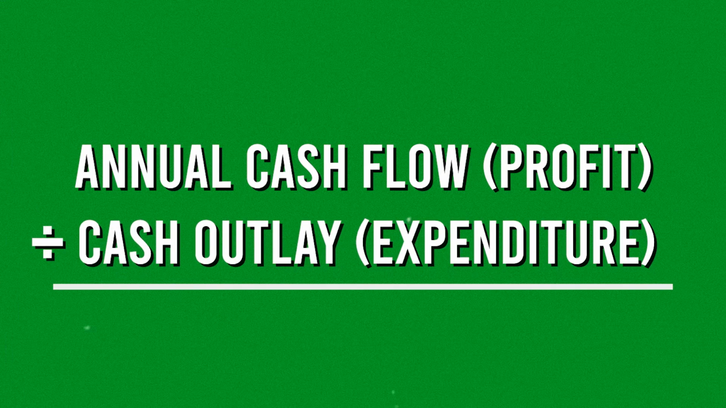If you invest $10,000 a year in the stock market, you hope to probably get 7 to 8% return, and that translates to any investment. So for real estate, it's a very simple equation. You have the annual cash flow or profit divided by your cash outlay, your expenditure. So the cash on cash return equation is very simple.